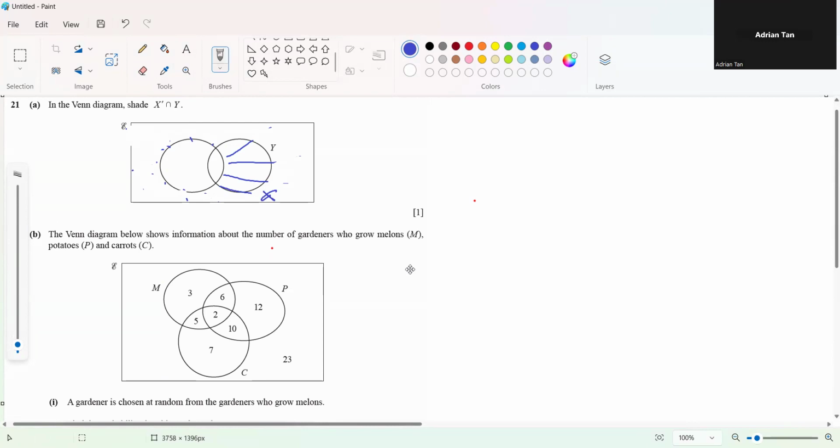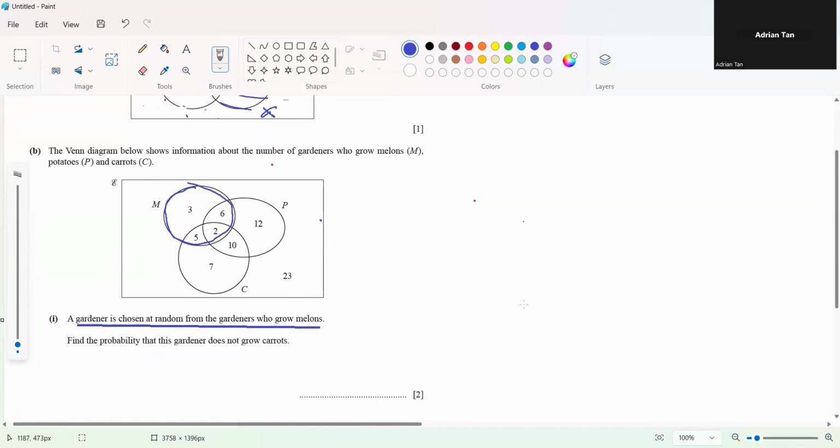So in part B, the Venn diagram below shows information about the number of gardeners who grow melons, potatoes, and carrots. A gardener is chosen at random from the gardeners who grow melons. So take note of this situation. They are purposefully choosing someone from the melon farm. So your focus is this circle here to start. So from here, find the probability that this gardener does not grow carrot.